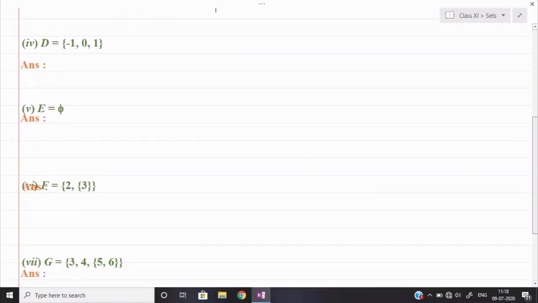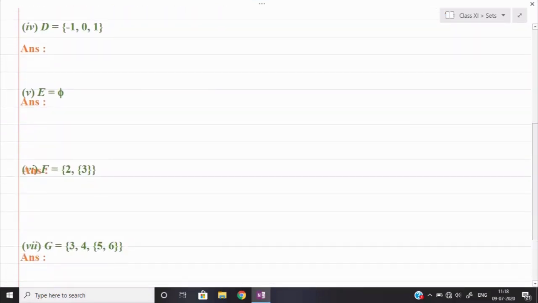Now {-1, 0, 1}. So here we can first of all make three individual parts. First one is {-1}, second one is {0}, third one is {1}, as we have made last time. But in the last part we were given only two elements, so with the help of two elements only single parts we can generate, but here there are three elements.